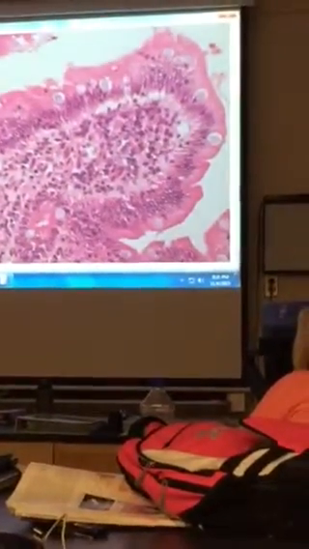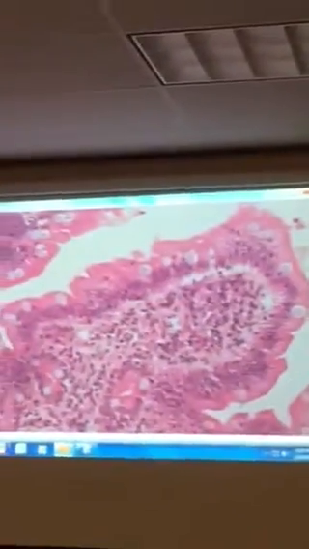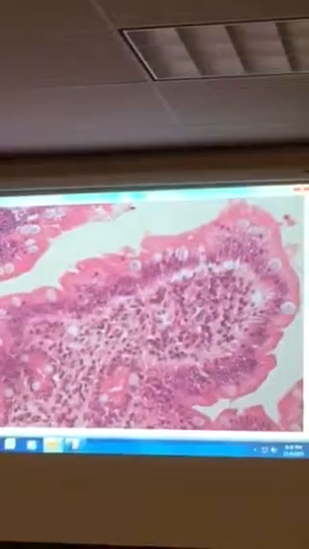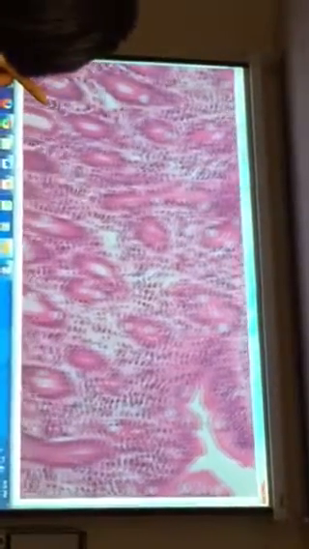Okay, here's the inside of the villus. This is the underlying connective tissue. What kind of tissue is that? Areolar tissue. Good. And so that's called the lamina propria. The type of tissue is areolar tissue.